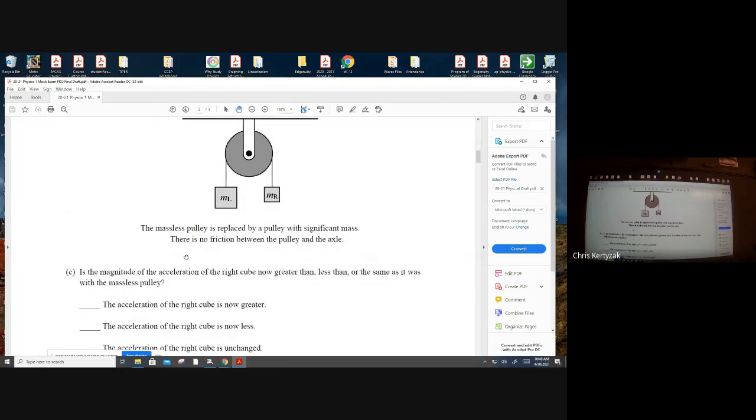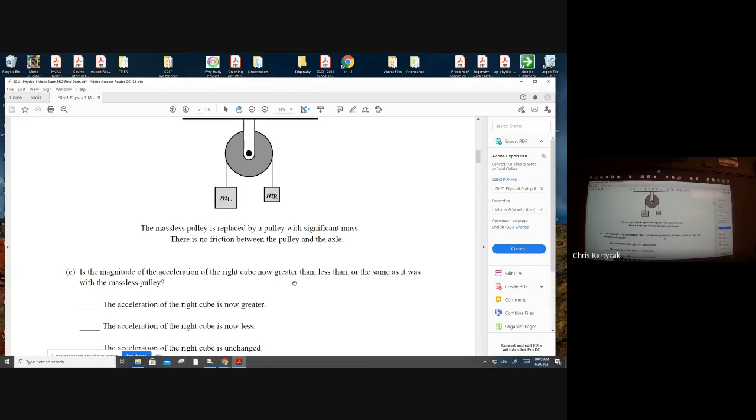Now, they could have asked, is their acceleration the same? They both have the same acceleration. But now they asked if the pulley now has a significant amount of weight behind it. It's not like a tiny little plastic pulley, but one with significant inertia, rotational inertia we'd be talking about now. And you repeat the same exact experiment. I believe they're asking, is the magnitude of the acceleration of the right cube now greater than, less than, or the same as it was with the massless pulley?